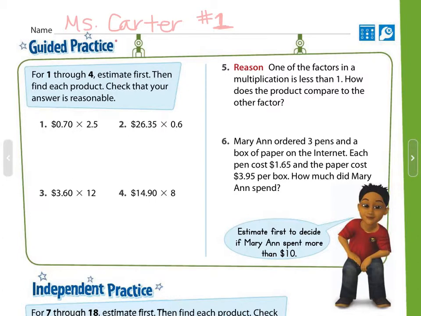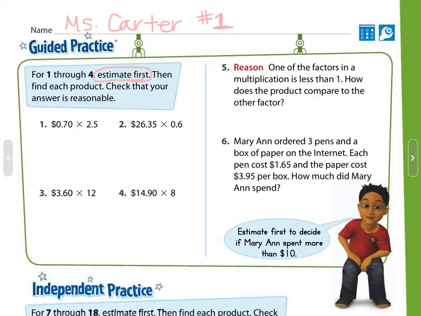Okay, so what I want you to do is, first of all, it says for 1 through 4, estimate first. So they're wanting you to use your rounding or compatible number skills to estimate the product, then find the actual product, and then check to see if your answer is reasonable by comparing it to your estimate.